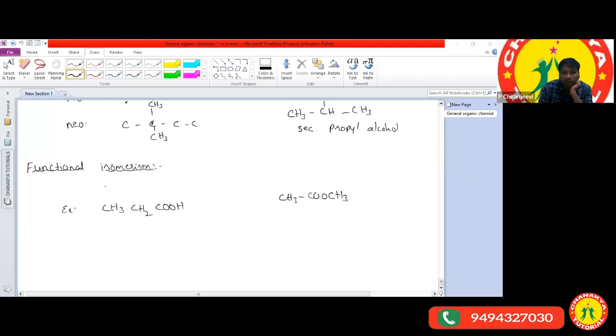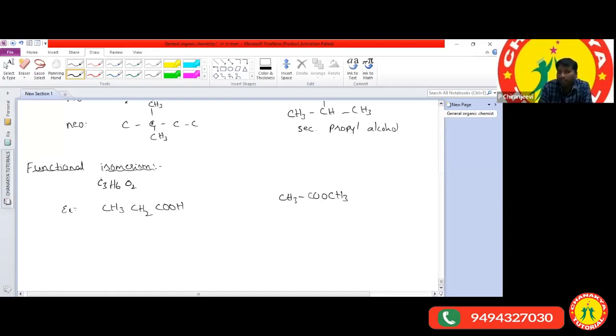This we can call a carboxylic acid. What is the molecular formula of this one? Here C3, and total how many hydrogens are there? H6O2. So in this also we have 3 carbon atoms, 6 hydrogens and 2 oxygens.